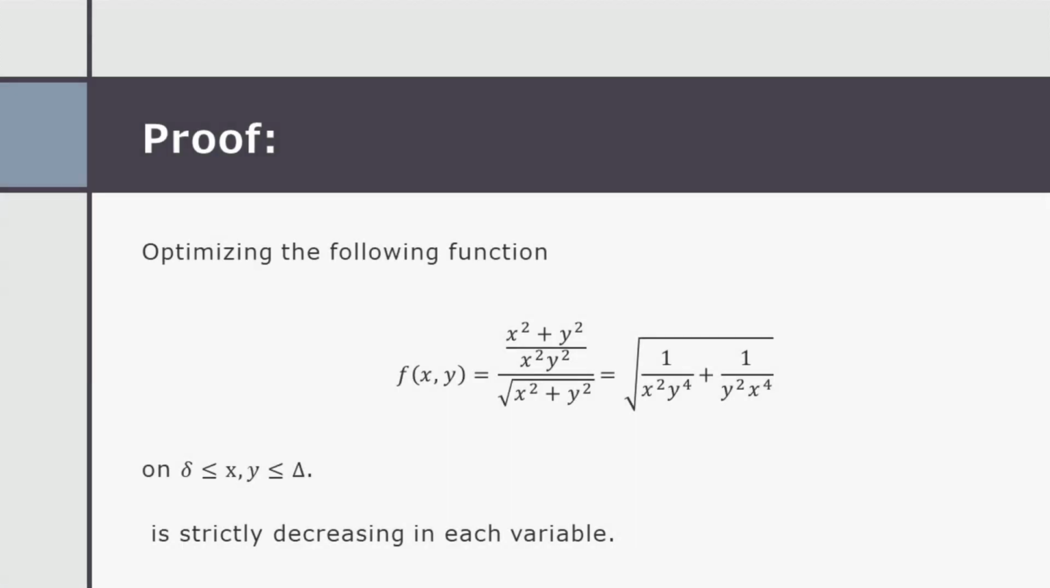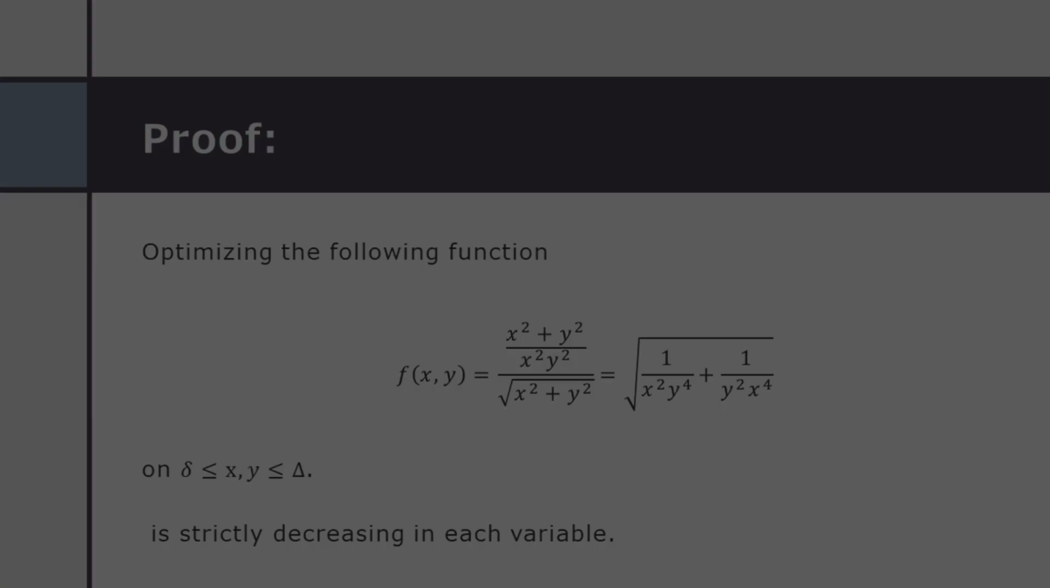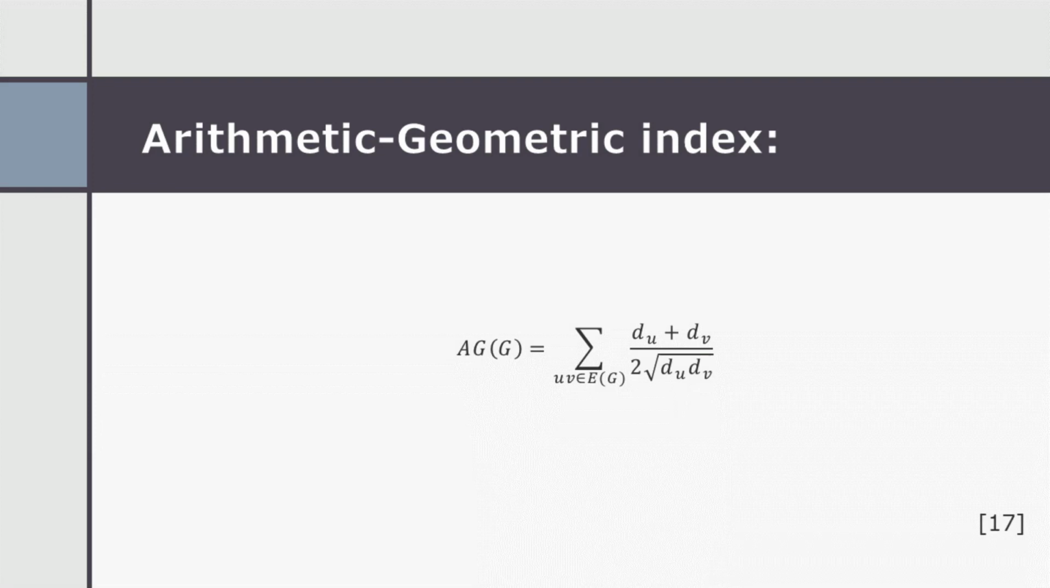The proof of this theorem is obtained by optimizing the following function. This can be done relatively easily because the function is decreasing in both variables. Then, we obtain bounds for this function. Substitute d_u and d_v, sum for all edges of G, and the desired result is obtained. In 2015, Shegehall and Kanabur introduced the arithmetic geometric index as, and it has been studied by many authors.